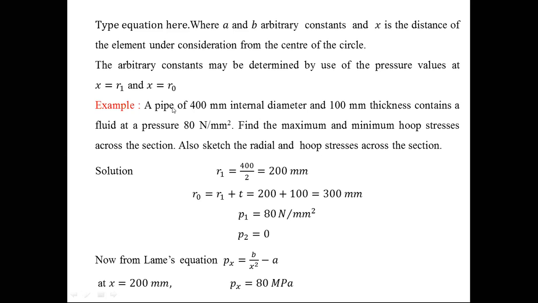A pipe of 400 mm internal diameter and 100 mm thickness contains a fluid at a pressure of 80 Newton per mm square. Find the maximum and minimum hoop stresses across the section. Also sketch the radial and hoop stress across the section. This is the examination question. All of you copy this. Take Lame's theory, that means analysis of thick cylinders by Lame's theory, and that problem.